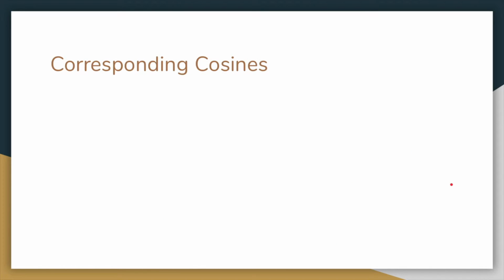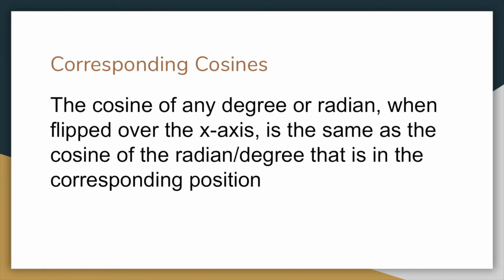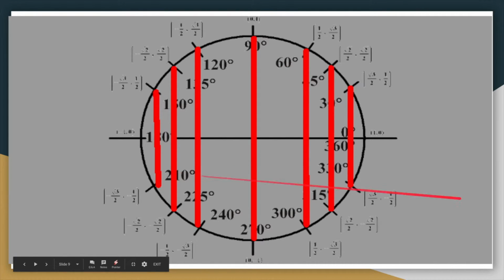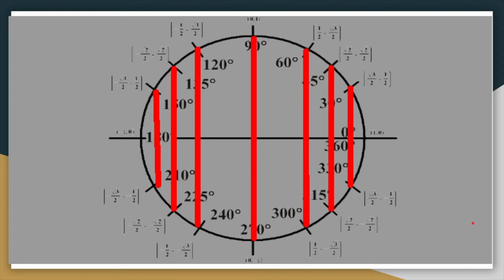Okay, so now with that out of the way, let's get into the first pattern that we should be looking for when approaching unit circles: corresponding cosines. This just basically means that the cosine of any degree or radian when flipped over the x-axis is the same as the cosine of the radian or degree that is in the corresponding position. As you can see from this picture, all the cosine values above the x-axis are the exact same as their counterparts below the x-axis. The cosine values in quadrant 2 are the same as the cosine values in quadrant 3, and the cosine values in quadrant 1 are the same in quadrant 4.